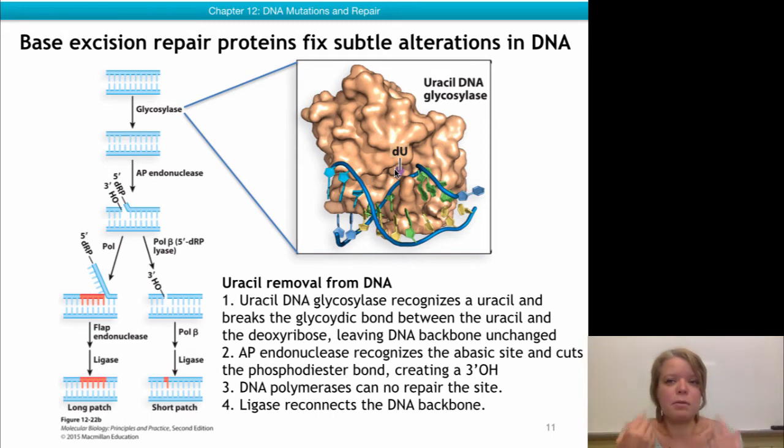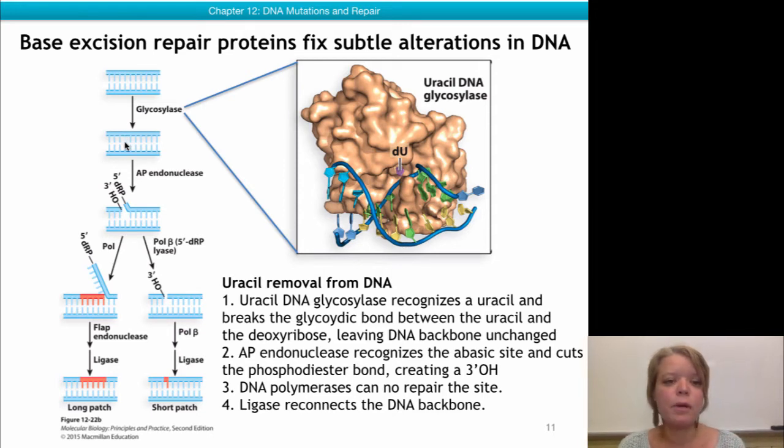So the name of the enzyme actually describes really well what it does. It cleaves the glycosyl bond, creating an abasic site. So you can see that the base has been removed, but the backbone, aka the sugar and the phosphate, have not been altered.